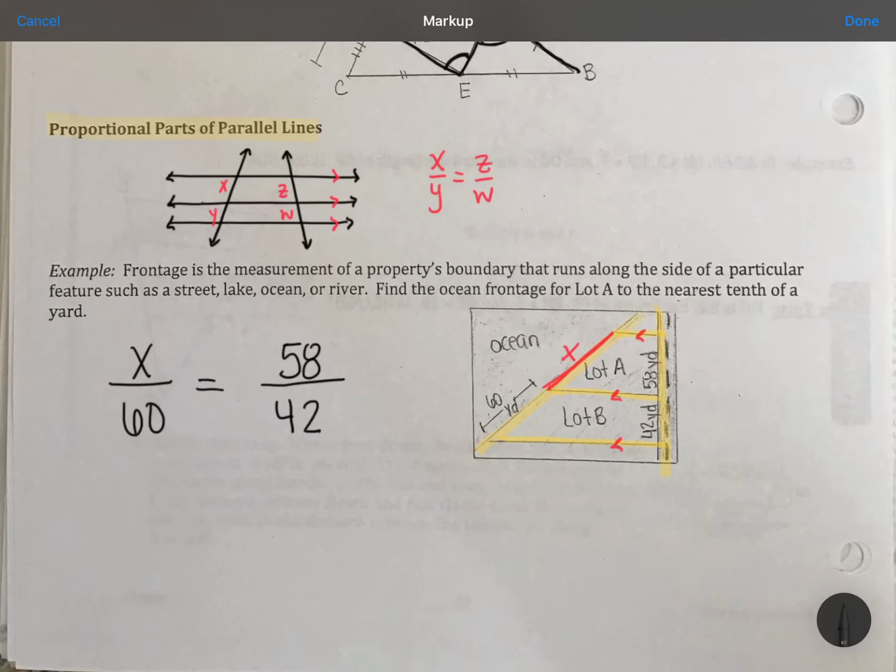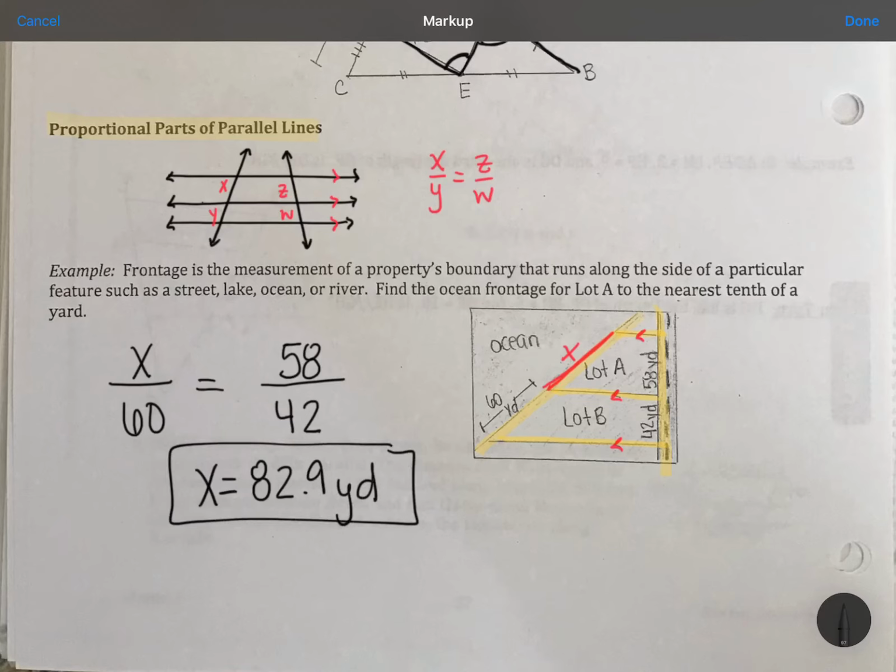So it's very visual. You can definitely see the proportion there. So you would cross multiply and divide by 42, and you get, to the nearest tenth of a yard, 82.9. Super simple, just set up a proportion there.